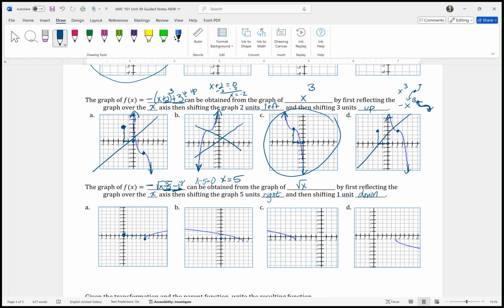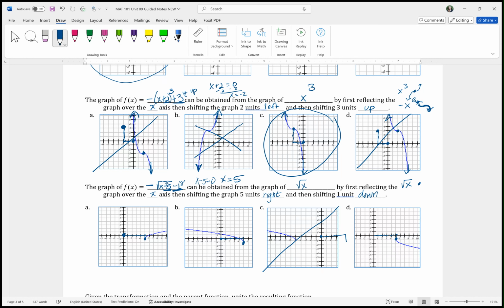Let's look at our next one. From the origin, 1, 2, 3, 4, 5, down 1, that's a possibility. Here's the origin, obviously not gonna work, so C's not it. And then D, 1, 2, 3, 4, 5, down 1, that's a possibility. Okay, so now we've got it down to 3 options. Which one of these shifts is correct? So that means you need to know the parent function graph.